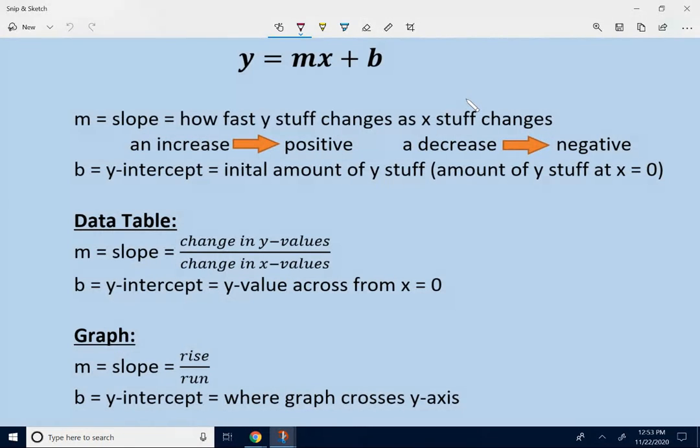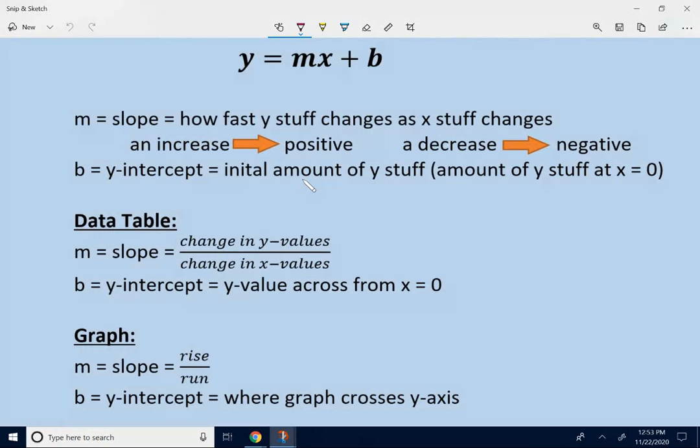Just a reminder, okay? When you have y equals mx plus b, just know that the m in front of the x is the slope. It tells you how fast stuff changes. If things are increasing, it's a positive slope. If things are decreasing, it's a negative slope. The number at the end is the y-intercept. That's the initial amount of stuff. It's how much stuff you start with.